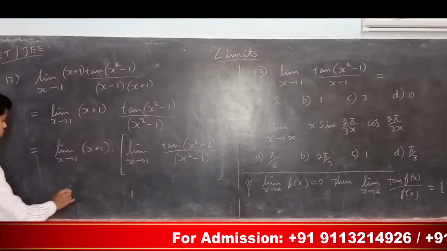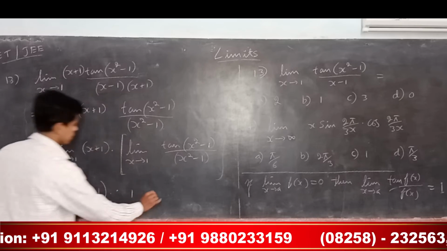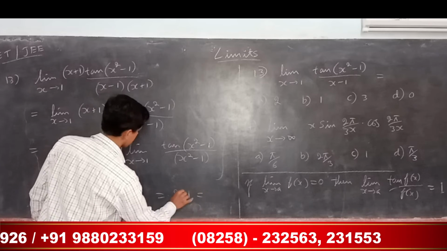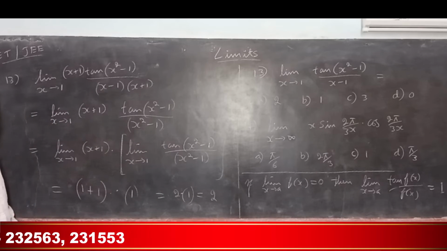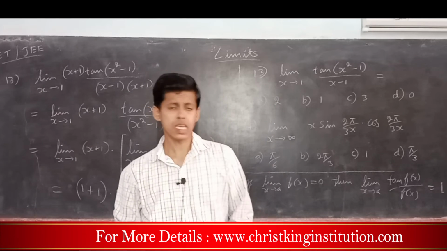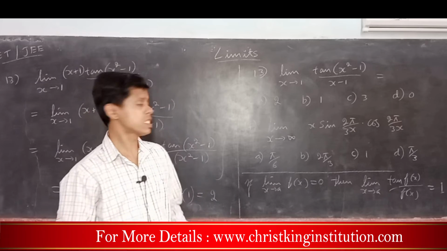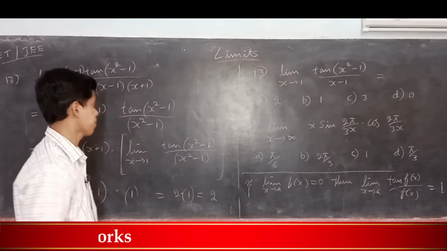That will be 1 plus 1. So, 1 plus 1 into 1. So, that is 2 into 1, which is 2, right. So, therefore, the answer is 2 here, and that is in the option A. So, option A is the answer for 13th question. Let us move to the last question of limits, that is question number 14.